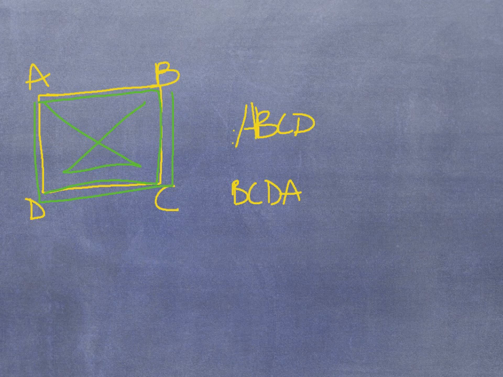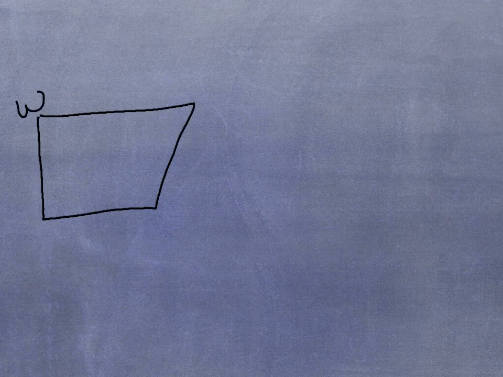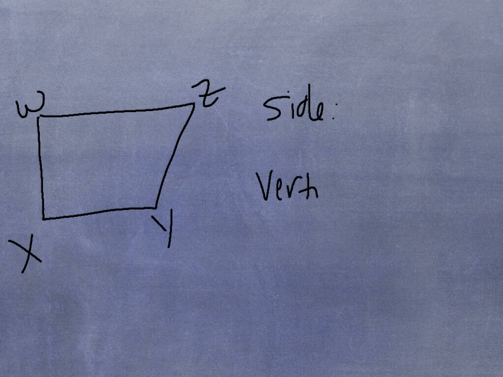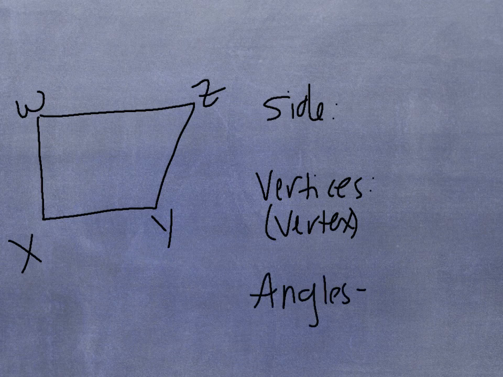Let's move down to how to name these things. So let's say that you have this polygon W, Z, X, Y. So there's three main parts of polygons that you need to know how to name. And the first one are sides, and the second one is vertices. And if you don't know what vertices means, the singular version for that is vertex. So vertices is just plural for vertex. And then the third one is the angles.